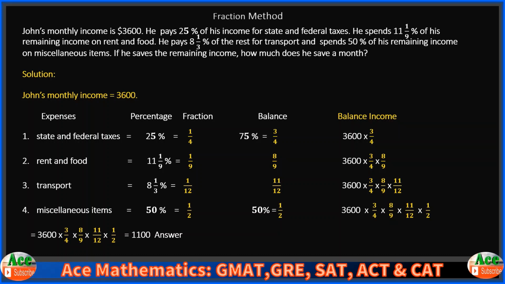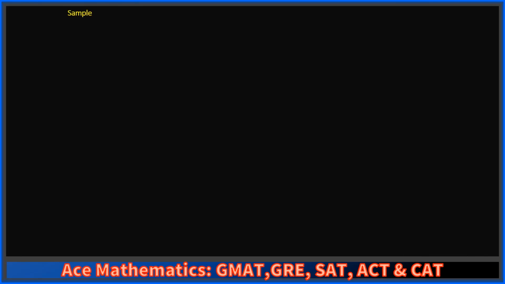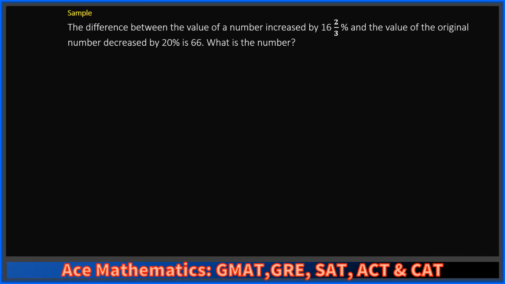Let us solve one more sample. The difference between the value of a number increased by 16 2/3%, and the value of the original number decreased by 20% is 66. What is the number?